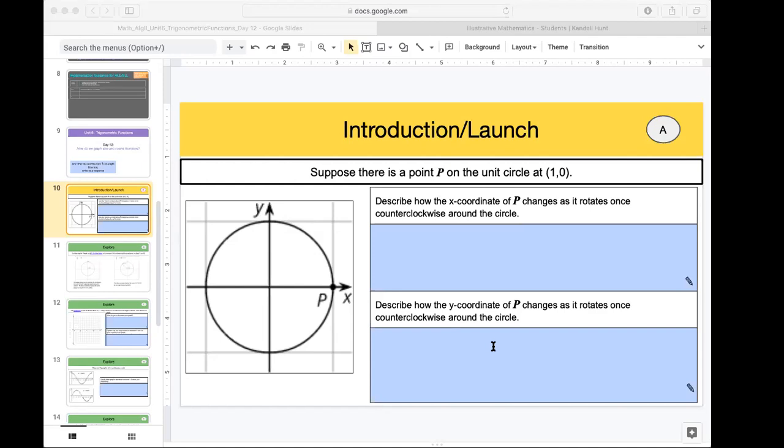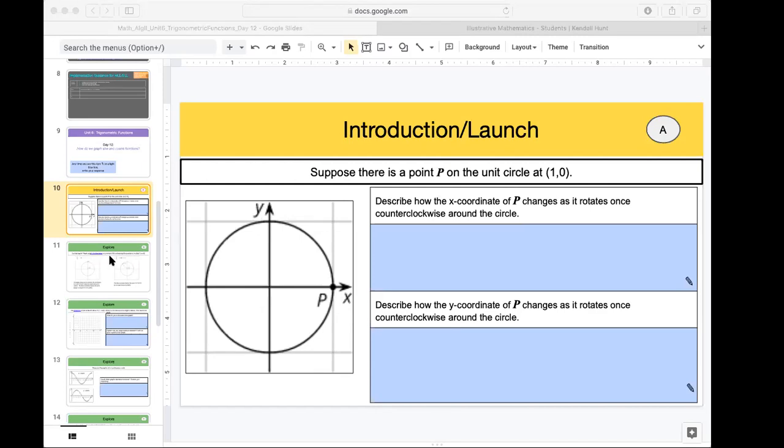Some responses that you might receive: the x coordinate starts at 1, right here, and then it decreases to 0. It then goes to -1, and then it finally reaches back at 1. Whereas the y coordinate starts at 0, it increases to 1, eventually decreasing to -1, and then increases back to 0. Those are some sort of responses that you might get from students.